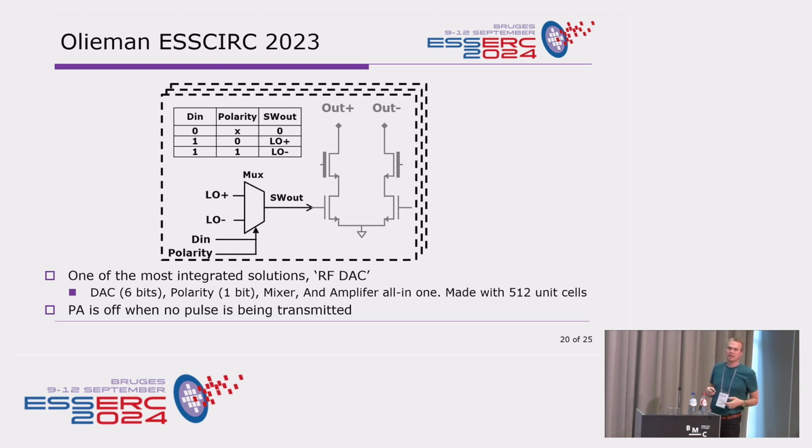But if there's one thing that Cadence is really good at, it's copy-paste of unit cells. So it's a single unit cell, but implemented 512 times. So he makes a very nice 6-bit implementation here. And the other nice thing about this is that the power amplifier, which is this part here, is actually off again when no data is being transmitted. So that's another theme you see in all the implementations.